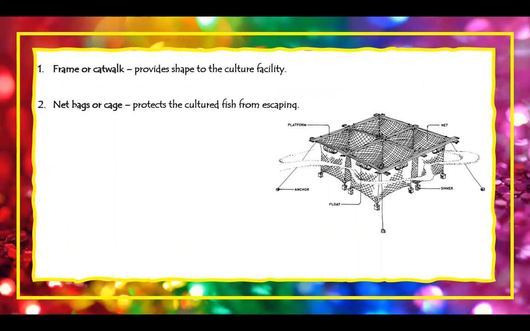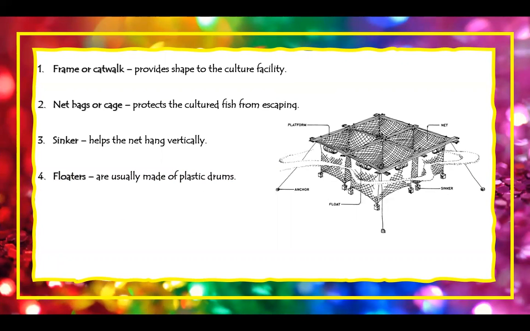Nowadays, net for fish pen and fish cage is usually made of polyethylene net. The net designed for fish pen is enclosed on all sides, while the net for fish cage usually looks like an inverted mosquito net. Next, we have the sinker. The sinker helps the net hang vertically and prevents it from drifting to the surface of the water.